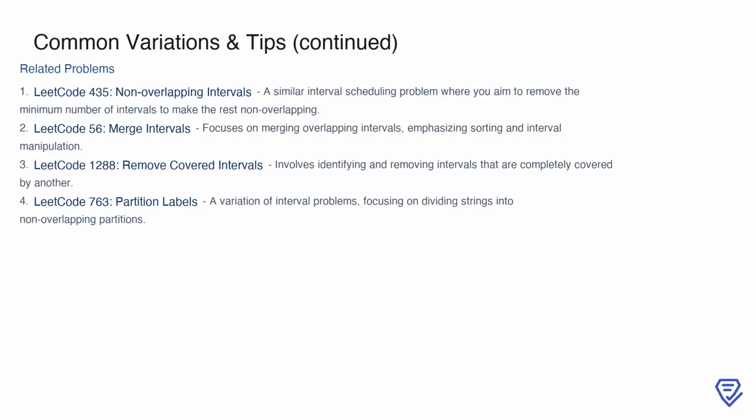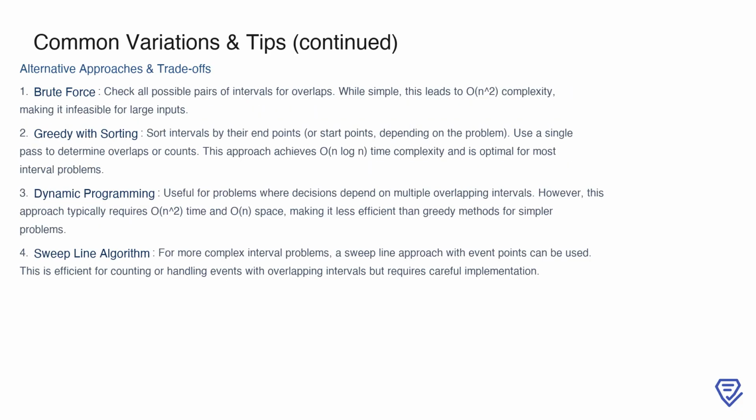Finally, LeetCode 763, partition labels, is a variation that deals with dividing strings into non-overlapping partitions. While it's not a direct interval problem, it emphasizes concepts like grouping and non-overlap, making it a valuable addition to your study list. There are also alternative approaches to solving interval problems, each with its own trade-offs.